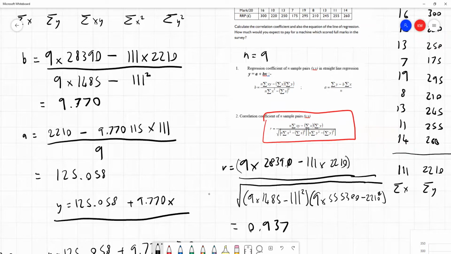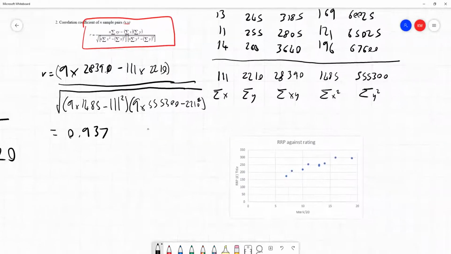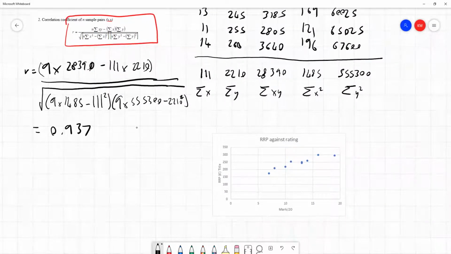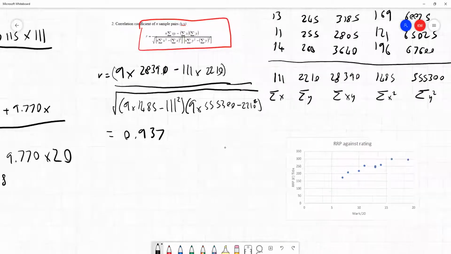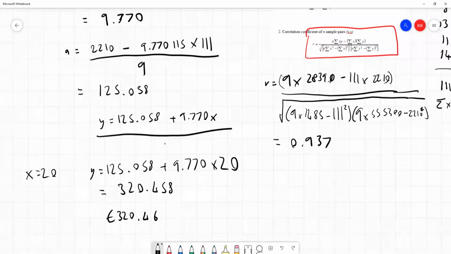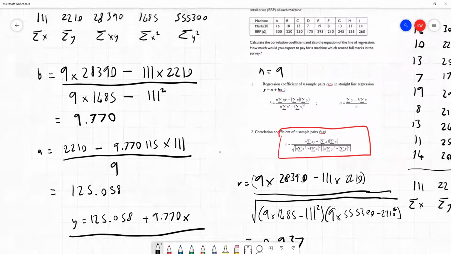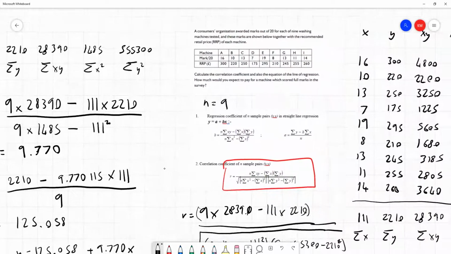If you're ever asked to draw a correlation like that, it would look a bit like our graph here. So you can pretty much see the straight line that runs through it, with points just above and just below the line that we've calculated. And of course, the equation of that line is y equals 125.058 plus 9.770x. And that concludes the question, and we've answered all aspects of it.